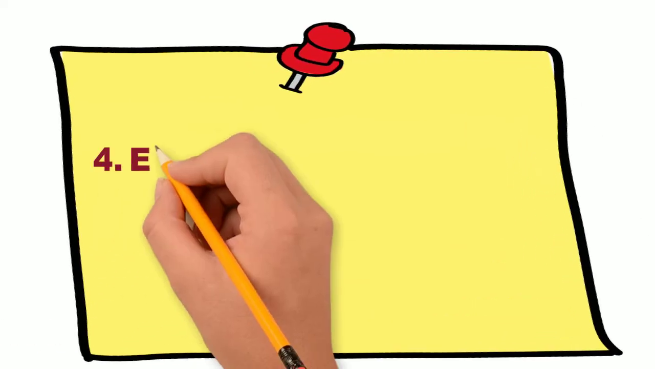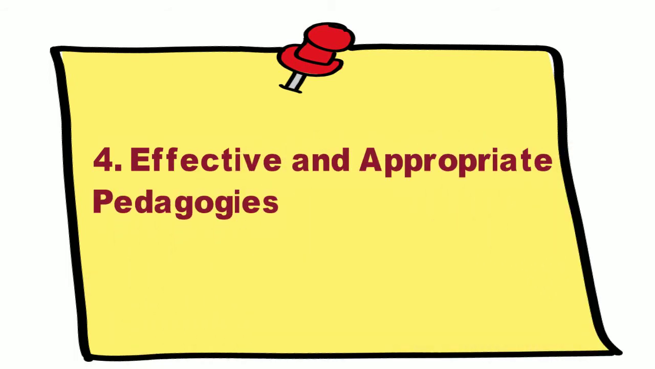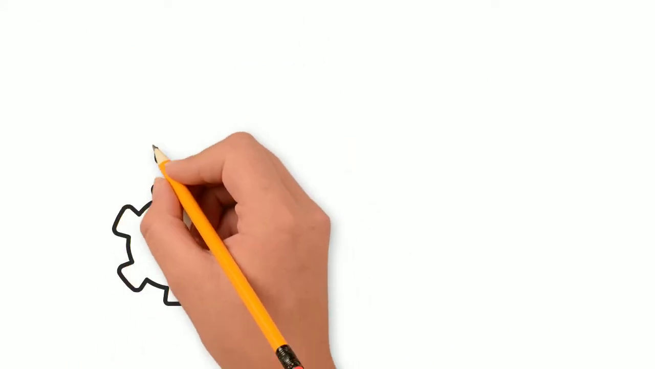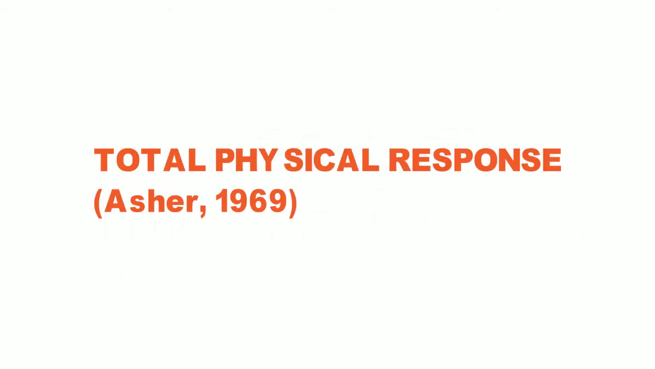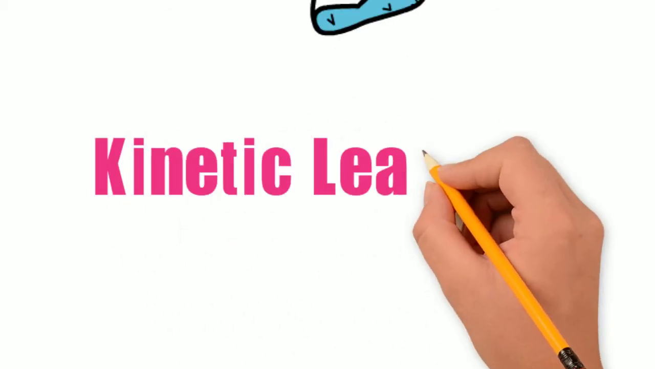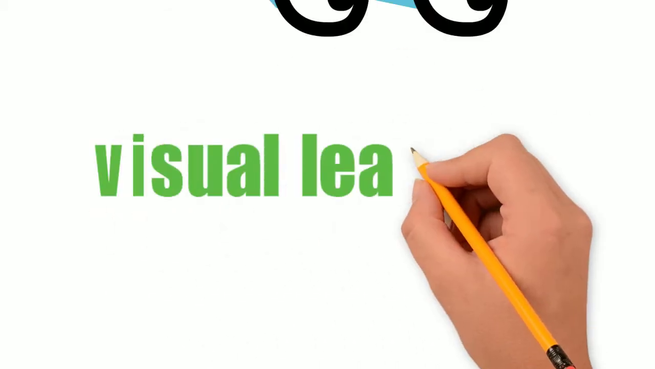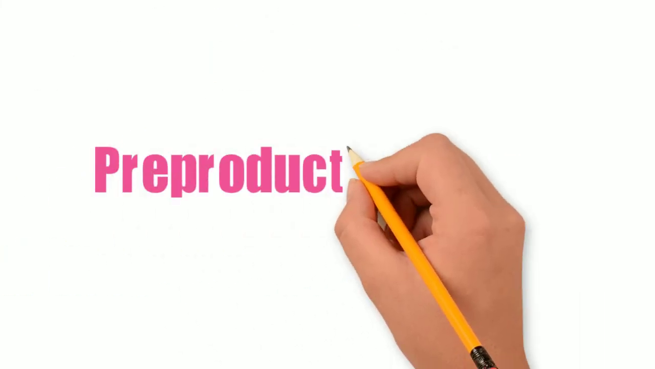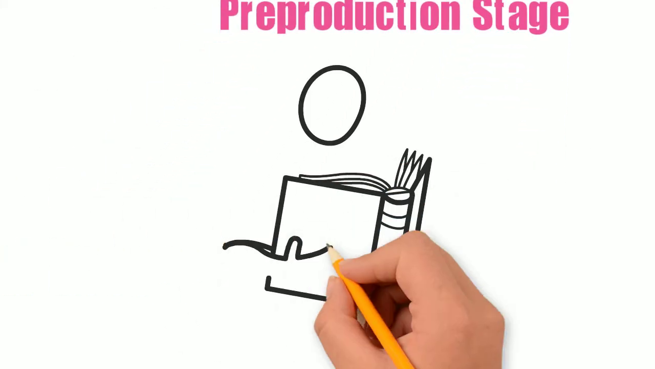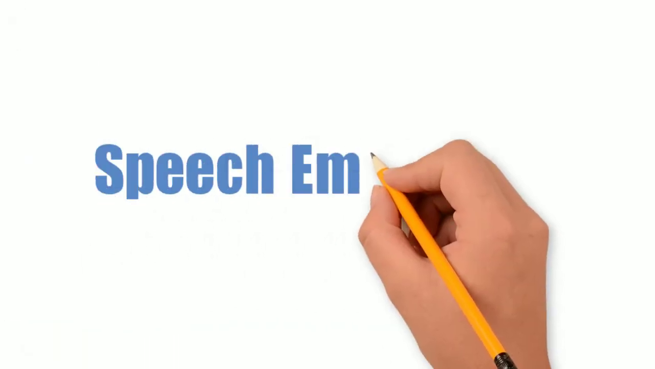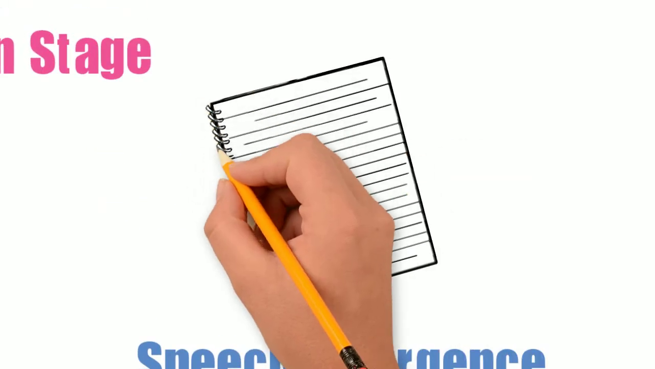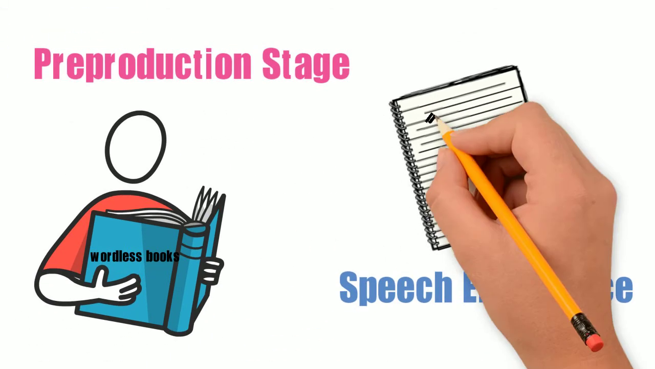In this course, I have learned a lot of effective pedagogies, and I think my choice of teaching strategies depends on two things. First one is the learning style of my students. Second one is learning stages. Total physical response is suitable for kinesthetic learners but might not be appropriate for visual learners. For students in the pre-production stage, I could recommend wordless books for them to read quietly. While for those in the speech emergence stage, I could encourage learners to write short sentences from their personal experience.